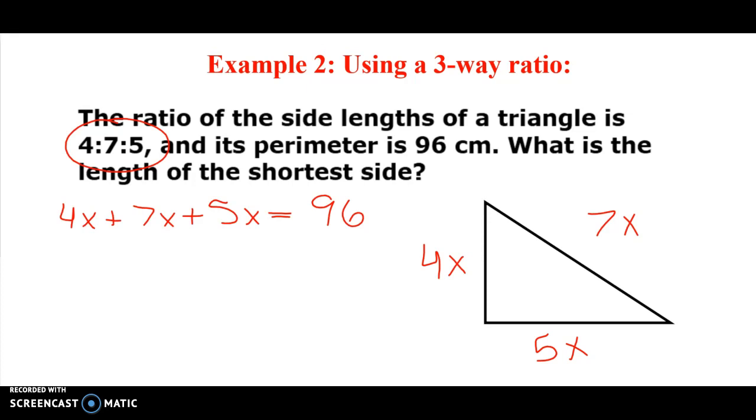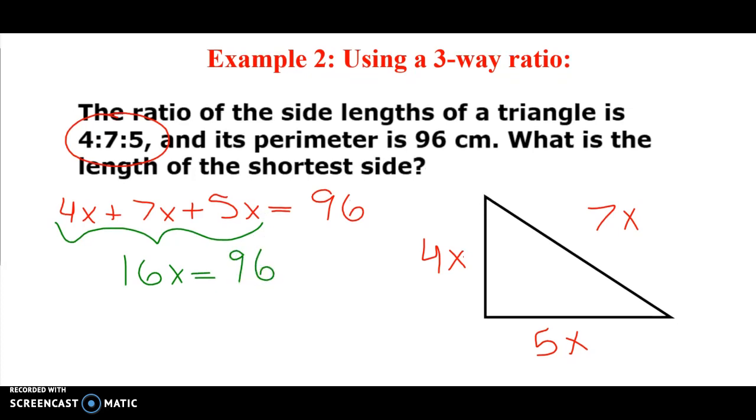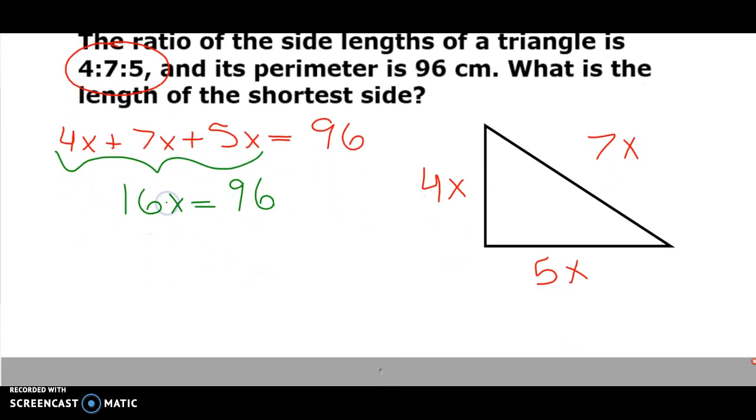What is the left side condensed down to, when we combine our like terms? 16 x's. And then how do I undo 16 times x? Divide. A little division. And what do we get? 6. x equals 6. Now that's not my answer.